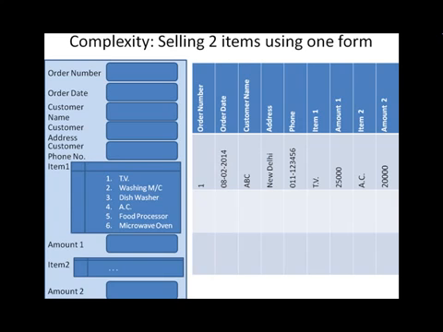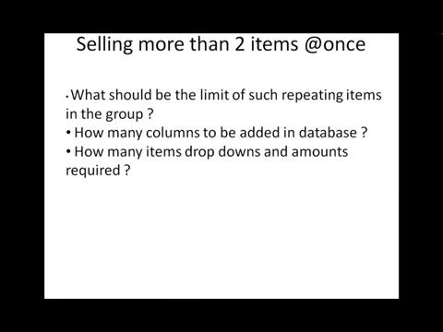They said they are getting married and hence they want to buy a lot more items than item 1 or item 2 or item 3. And the only option now left was to keep on extending the design of my application to have item 1, item 2, item 3. But the question was, what should be the limit of such repeating item groups? How many columns do I have to add into the database, and how many item drop downs and amounts are required?